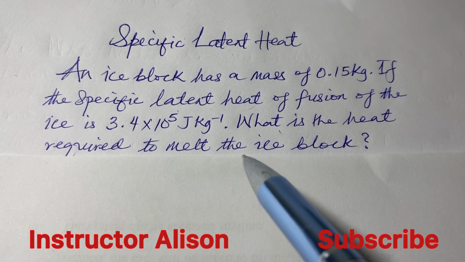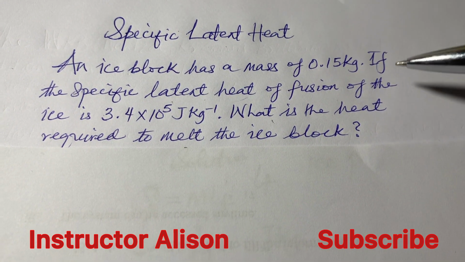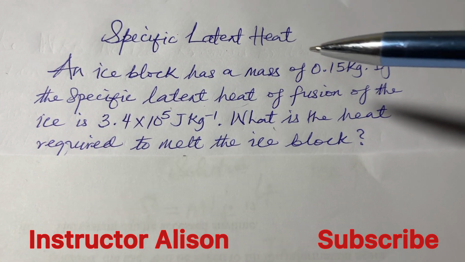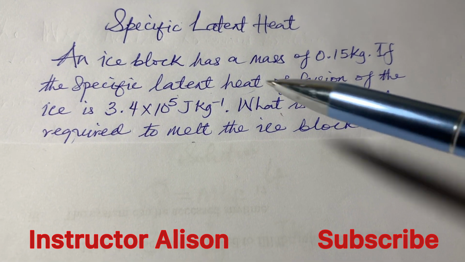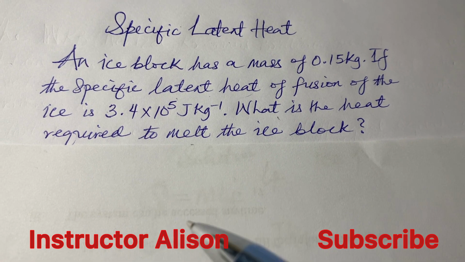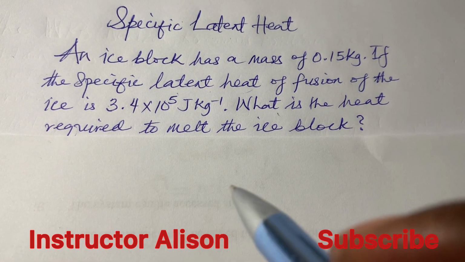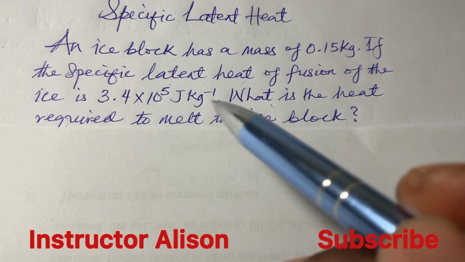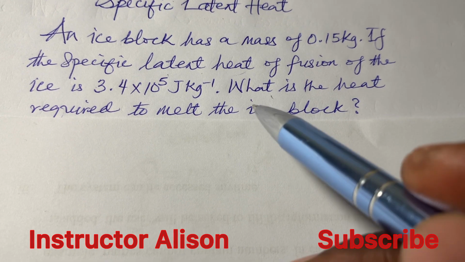In this physics video tutorial, we want to discuss specific latent heat. We want to solve this simple problem we have here, but it is very expedient for you to understand some basic concepts about latent heat of fusion, or say change of state. You need to understand that when a given material changes from one form to another, there exists different behavior at the point of transition.